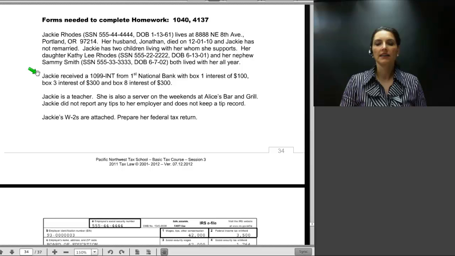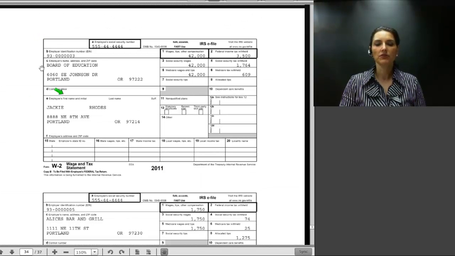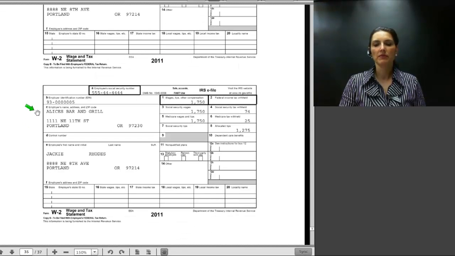Jackie receives a 1099-INT from National Bank with Box 1 interest of $100, Box 3 interest of $300, and Box 8 interest of $300. Jackie is a teacher, and she also is a server on weekends at Alice's Bar and Grill. She did not report any tips to her employer and does not keep a tip record. Her W-2s are attached to prepare her federal return. Her first W-2 is from the Board of Education, showing $42,000 of wage income. The second W-2 is from Alice's Bar and Grill. And again, you will see she's got allocated tips down here of $1,275.